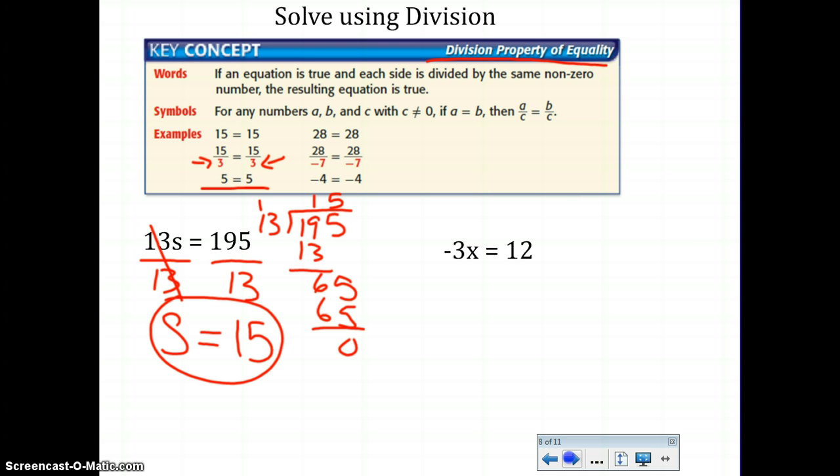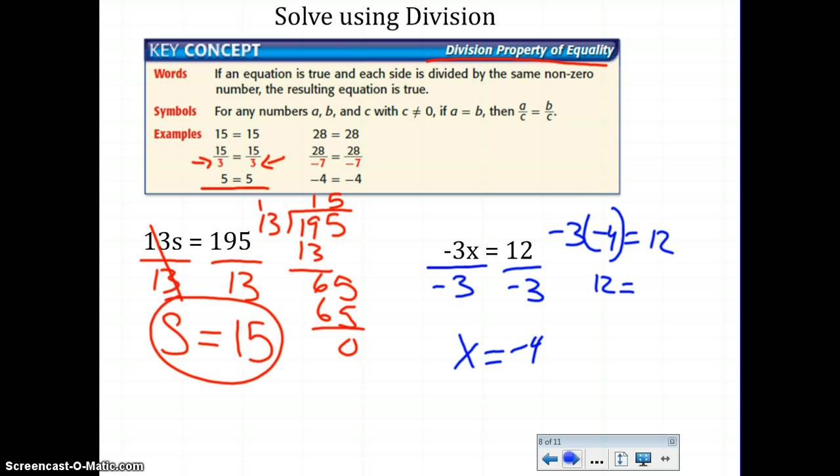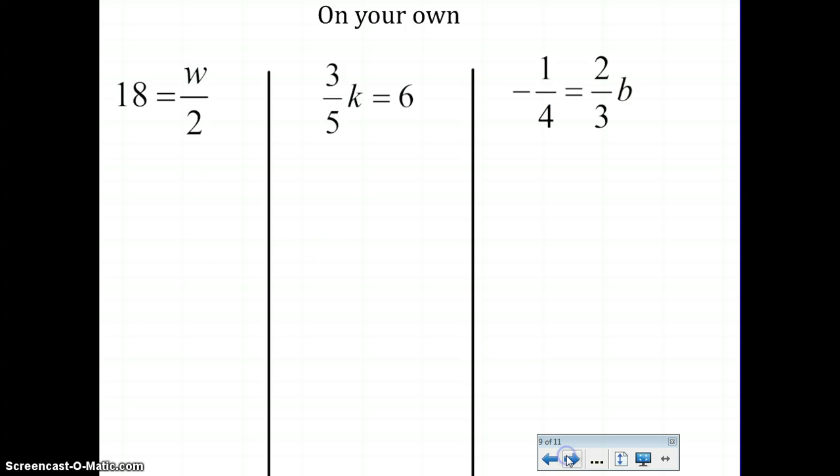When I have a negative coefficient, so the 3 is negative, I would divide by -3. And that ends up leaving us with x equals -4. And again, if I wanted to check this out, does -3 times -4 equal 12? You can say yes. In fact, they are equal statements. And so we can check our work. So go ahead, hit pause, try these 3 problems on your own, and check your answers in a moment.